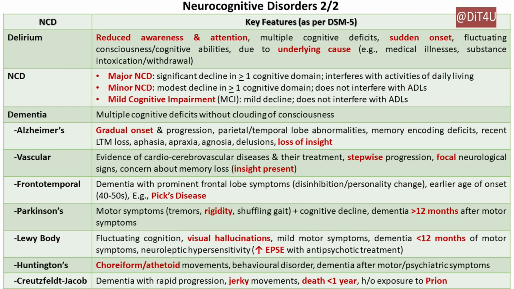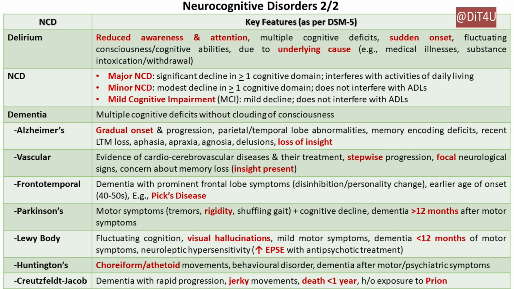Loss of insight is not seen in the next commonest type of dementia, which is vascular dementia, which occurs due to cardiocerebrovascular diseases such as acute myocardial infarction, stroke, hypertension, diabetes, or their treatment may also be present in the history. There is stepwise progression: cognitive decline due to vascular insufficiency, and then a plateau during which the cognitive function is okay. Then again there is some vascular insult to the brain, and again there is deterioration in the cognitive function. That's what we mean by stepwise progression. Focal neurological signs may be seen because some part of the brain may be affected. The function of that particular part is affected, such as paralysis of one limb, for example.